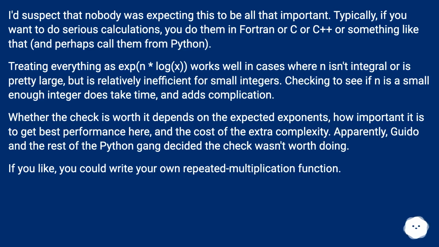Treating everything as exp(n * log(x)) works well in cases where n isn't integral or is pretty large, but is relatively inefficient for small integers. Checking to see if n is a small enough integer does take time, and adds complication. Whether the check is worth it depends on the expected exponents, how important it is to get best performance here, and the cost of the extra complexity. Apparently, Guido and the rest of the Python gang decided the check wasn't worth doing. If you like, you could write your own repeated multiplication function.